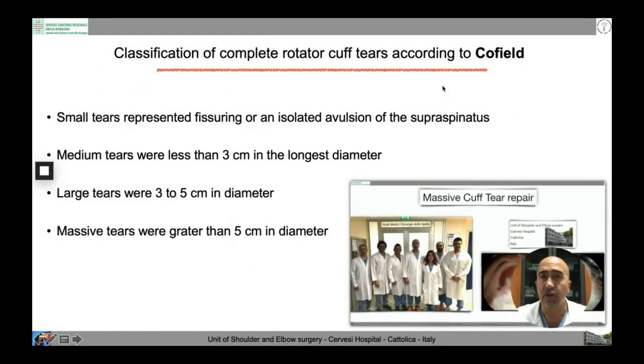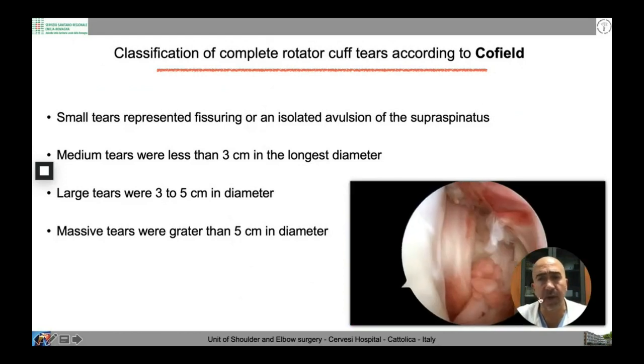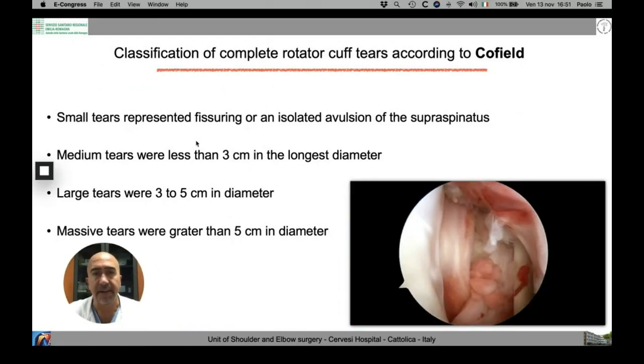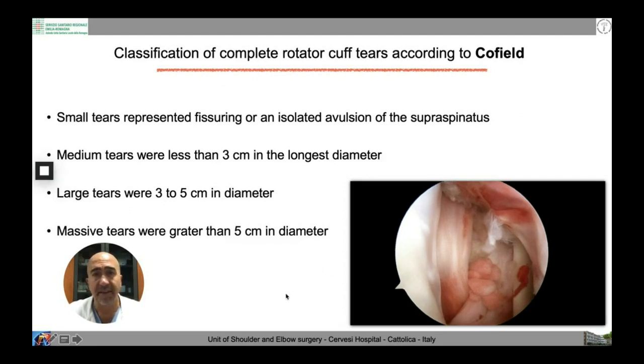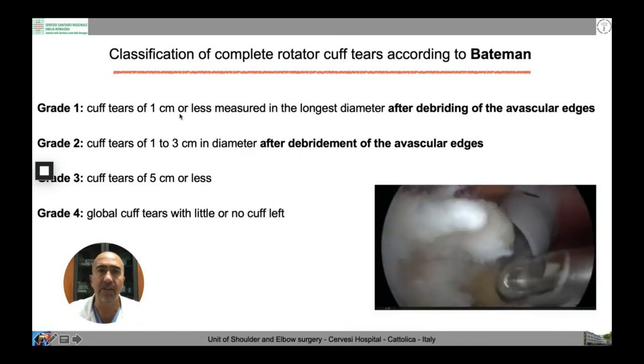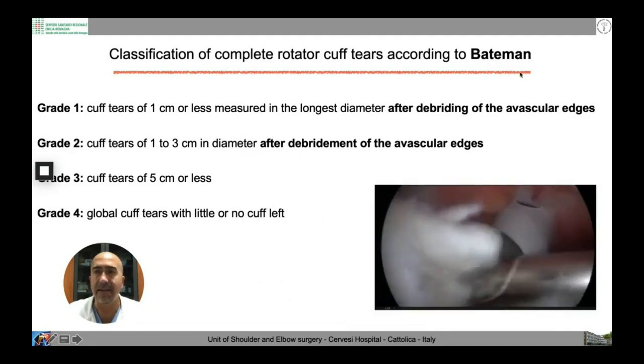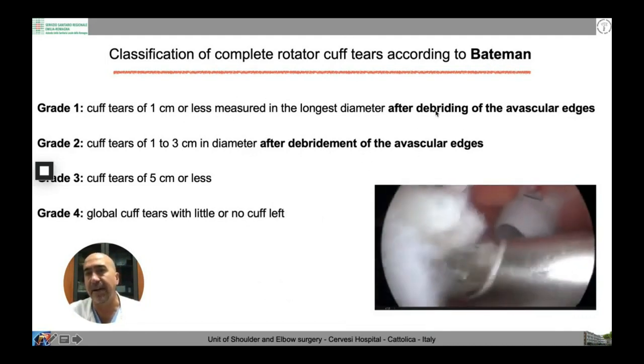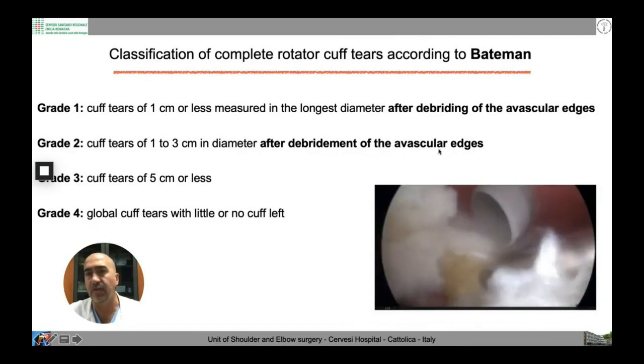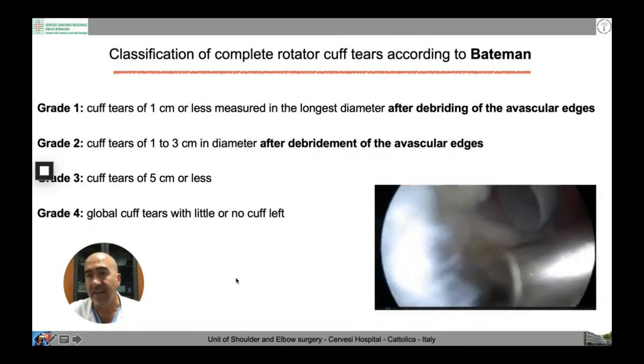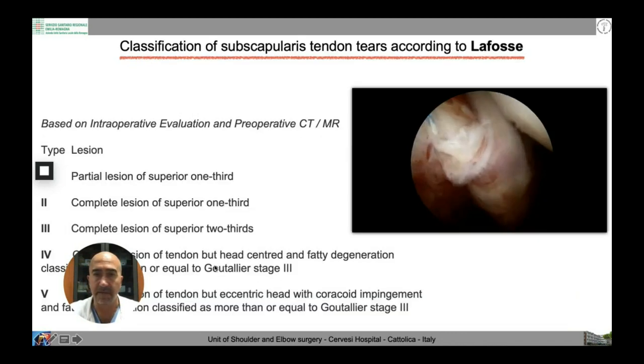What is the classification of Cofield? The classification of Cofield is quite similar. You can see different tears based on the width of the tear. This classification is similar to the one made by Bateman, but Bateman measured after debriding the avascular edge of the tendon. But the classification is quite similar.